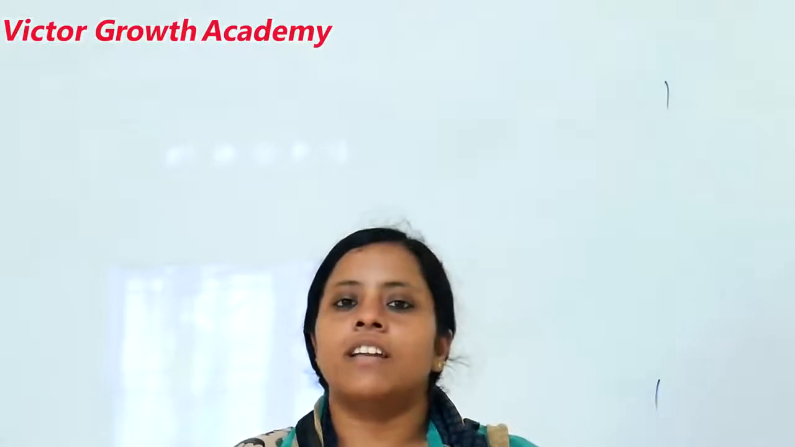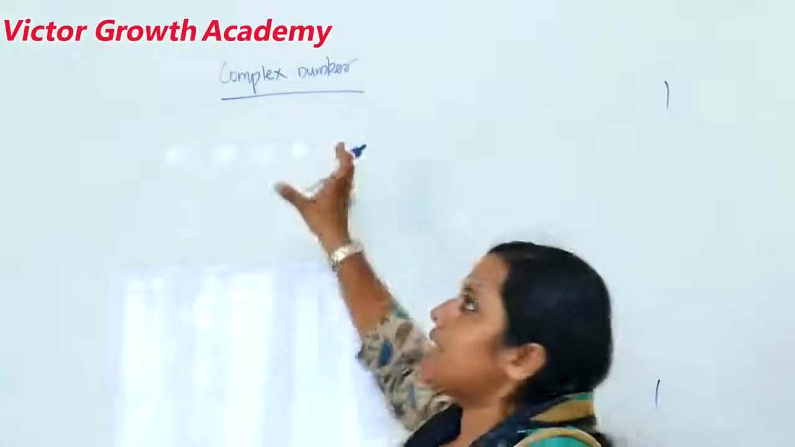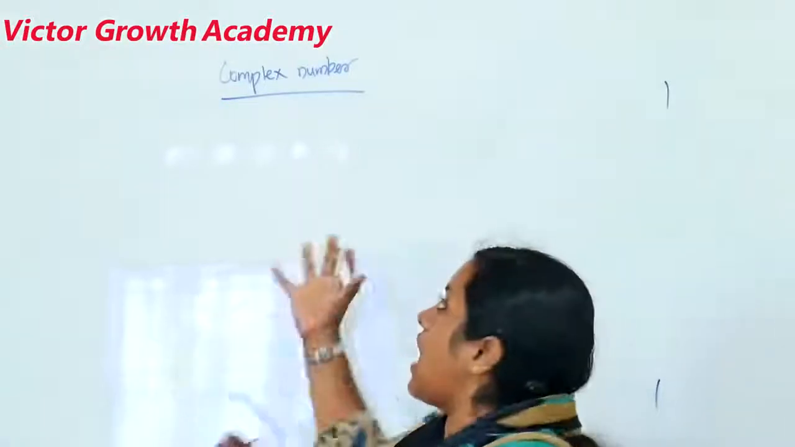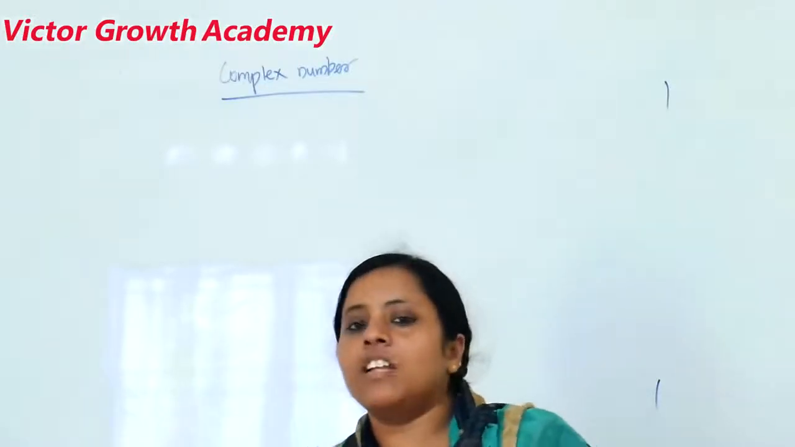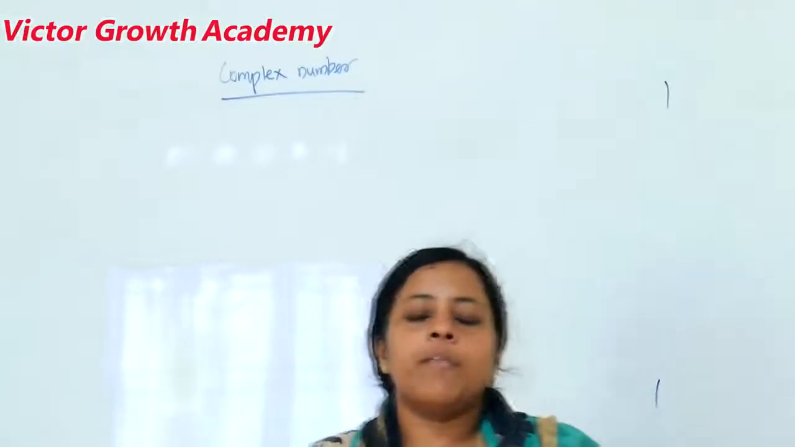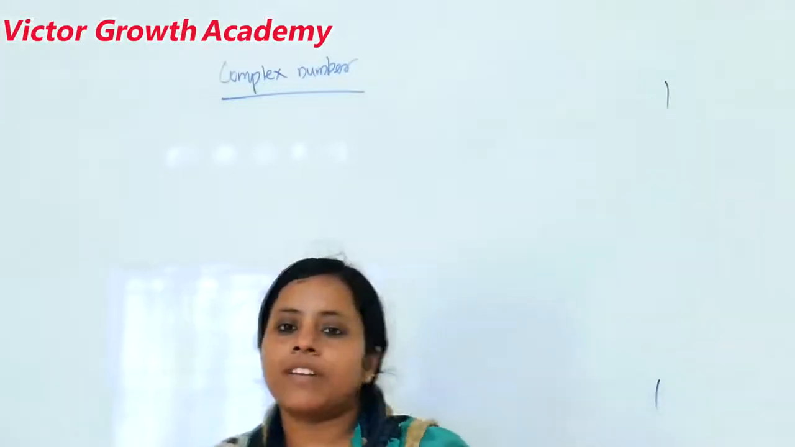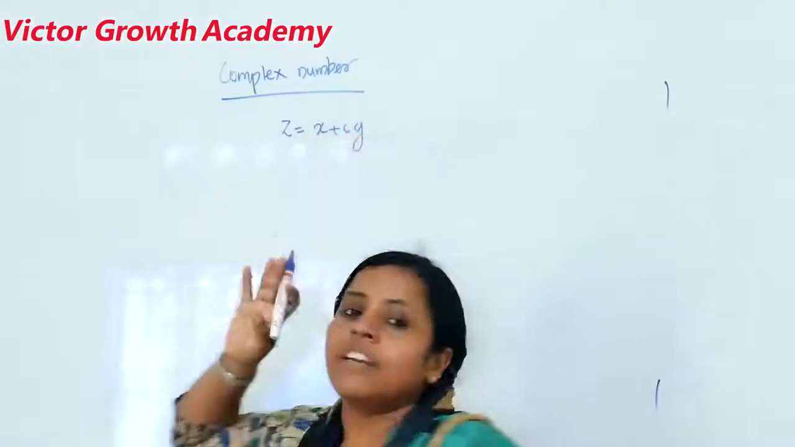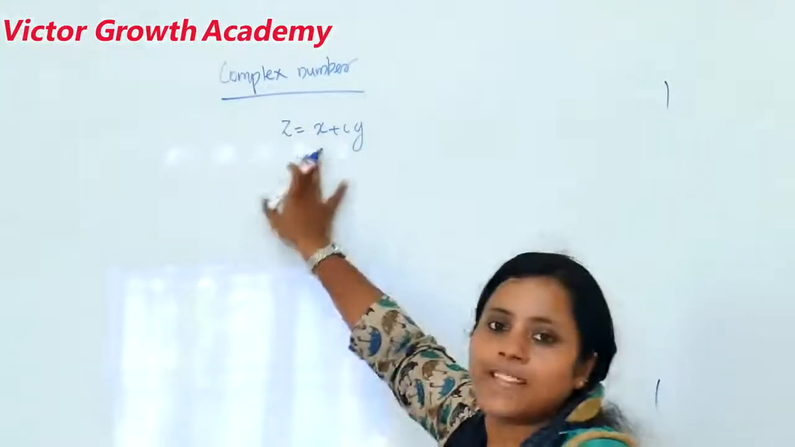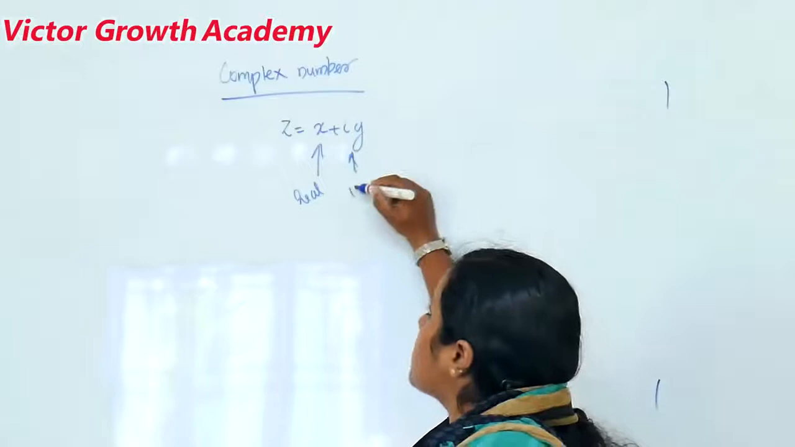Okay, so complex numbers. We'll first write the general form of a complex number. What is a complex number? A complex number is a number that has both real and imaginary parts. The word complex itself shows that it will have several parts. So there are basically two parts in a complex number, a real part and an imaginary part. The complex number is generally written in the form z = x + iy. This is the general form of a complex number. What is x? x is the real part and y is the imaginary part.